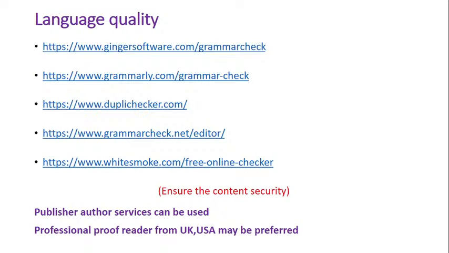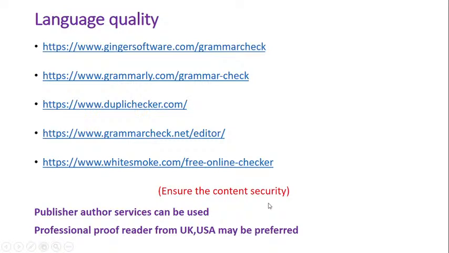Coming to language quality, I am giving some links: gingersoftware.com, Grammarly. Some are free, some are paid, right? I asked about WhiteSmoke also previously, long back. This is a free online checker. The problem is you can check grammatical corrections only within 5 lines. That is a limitation. So for language quality checks you have online software. Even the subscription fee for Grammarly is very low. If possible, you can use that.